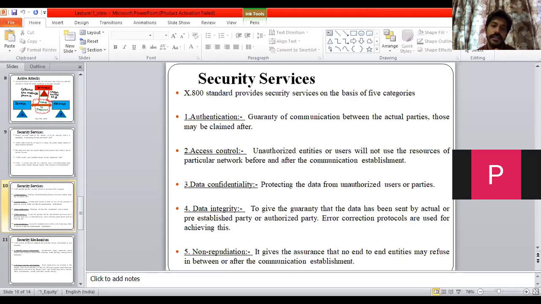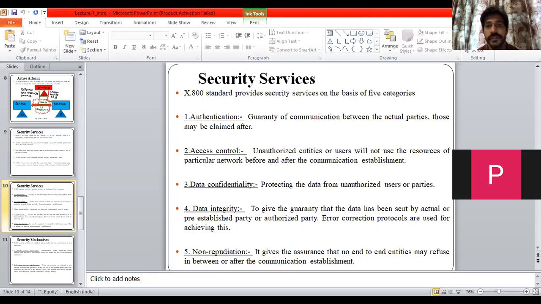Now data confidentiality. Definitely data must be secure. This is the important thing. And when we talk about data confidentiality, the cryptographic techniques will come into the picture. We will discuss these cryptographic algorithms in the second unit. And data integrity. Data integrity is similar to confidentiality, but from a different aspect. Data integrity means it gives the guarantee that data has been sent by the actual, pre-established or authorized party.